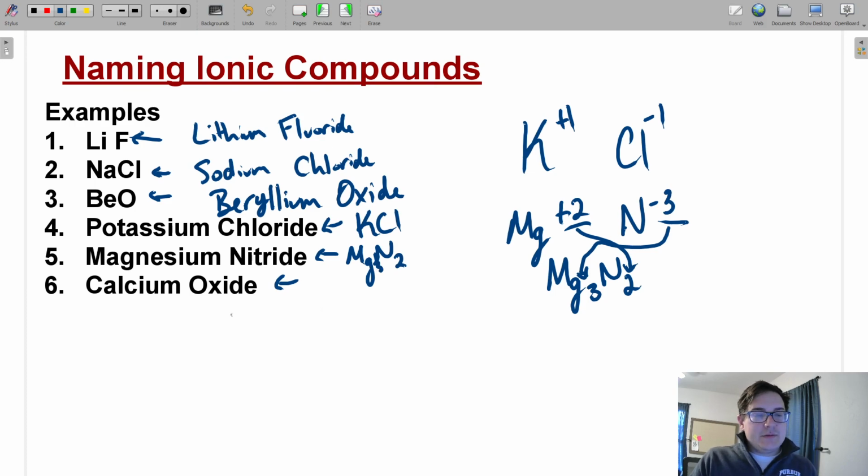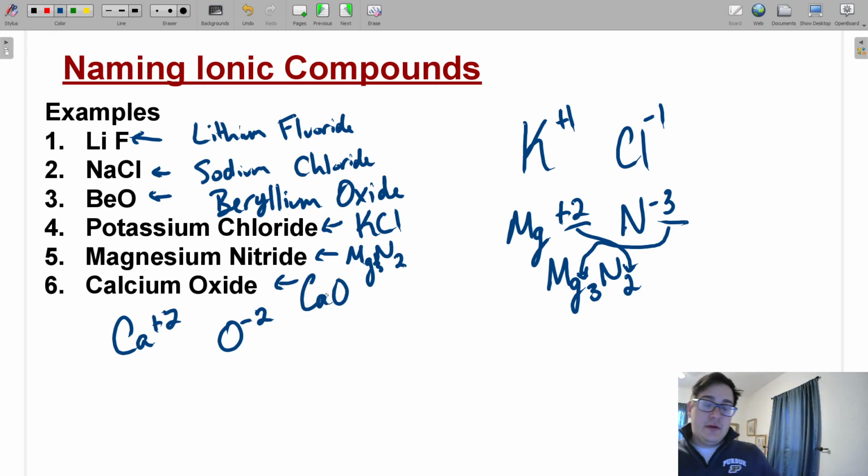What about this last one? Calcium oxide. Calcium makes a +2 charge. Oxygen makes a -2. +2 and -2 cancel out. You get CaO. Okay, so there you go, ladies and gentlemen. What we've done is a couple of practice problems dealing with ionic compounds. Let's continue. Let's switch gears a little bit.